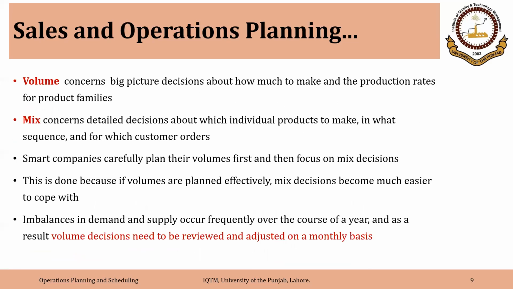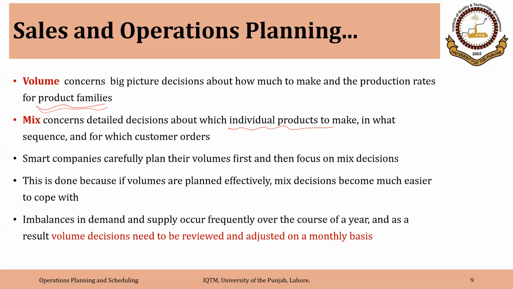Volume concerns the big picture decisions about how much to make and the production rates of product families. Mix concerns detailed decisions about which individual products to make, in what sequence, and for which customer orders. Smart companies carefully plan their volumes first and then focus on mix decisions. So this is a sequential process. This is done because if volumes are planned effectively, mix decisions become much easier to cope with.